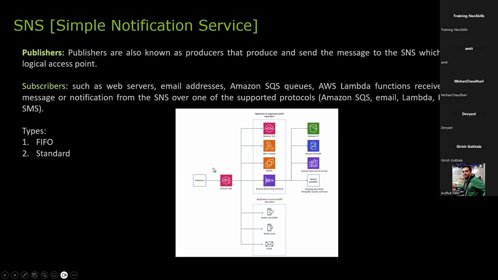There are two types of SNS topics, FIFO and standard. Everyone knows first in, first out: it will be the same order. The messages come in, and it pushes them in the same order. But with standard, there is no guarantee that the messages will be received in the same order.